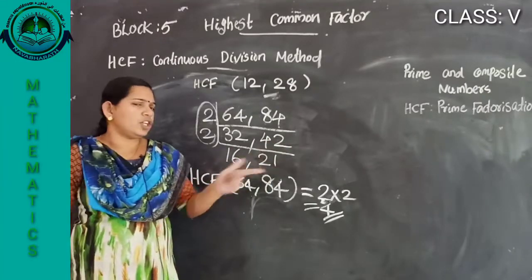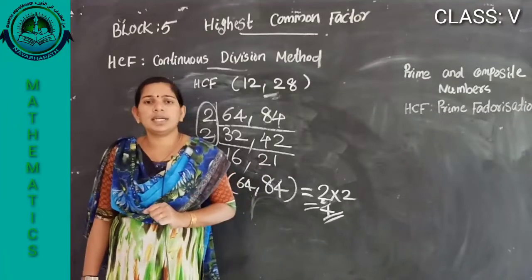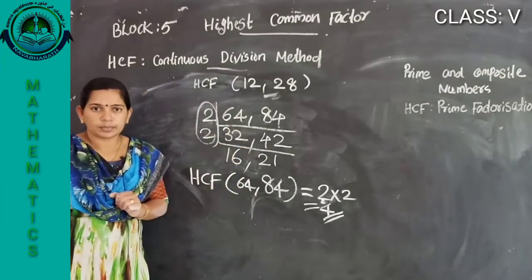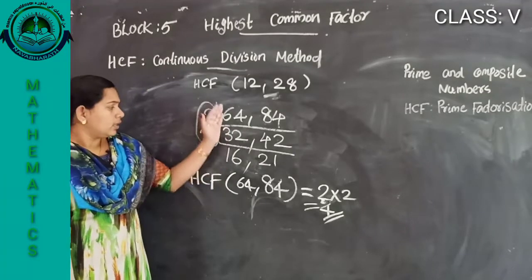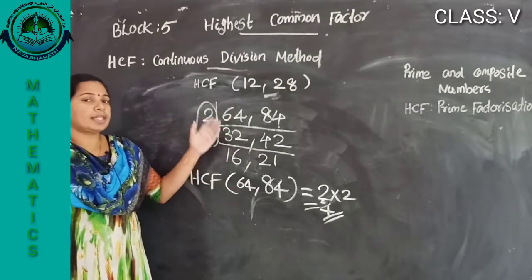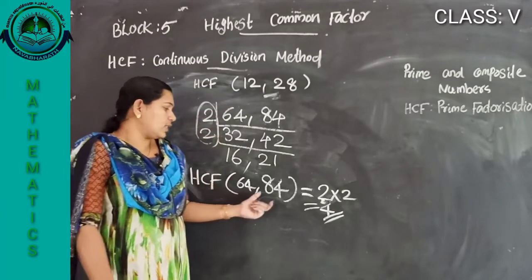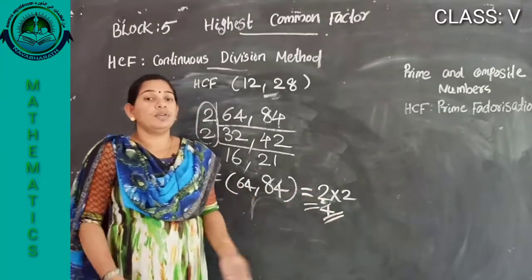From the 16 and 21, any common factor? Only 1 is the common factor. So we will stop from here. Then we will check the common factors, only 2 and 2. So we are writing HCF of 64 and 84, 2 into 2, 4.